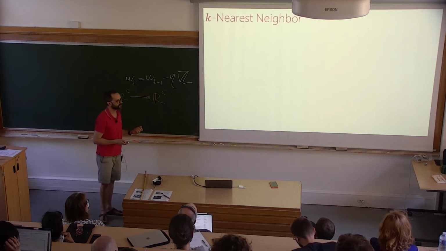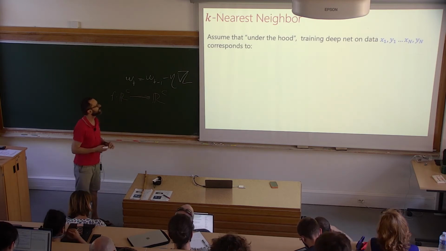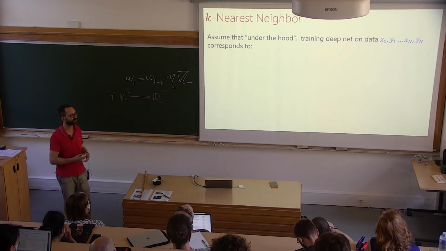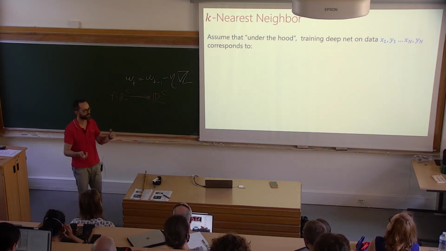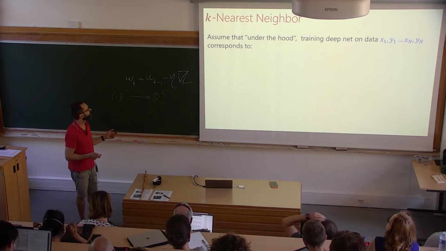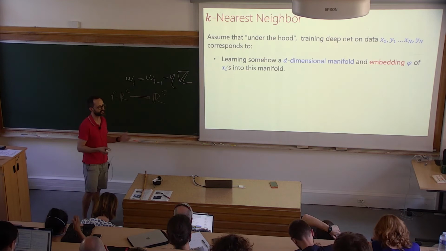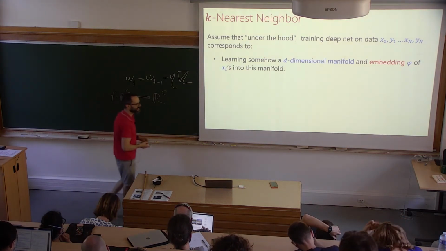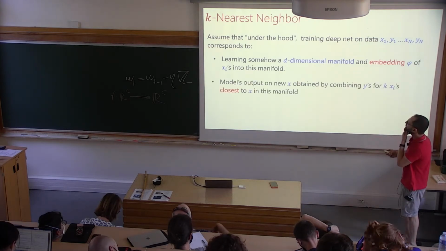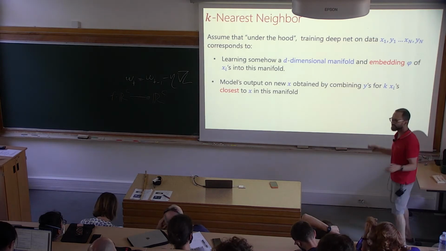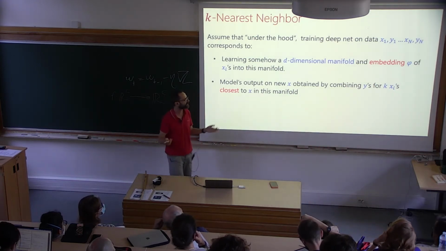Now another model, which I'm going to spend more time on in this lecture, is the idea of k nearest neighbors. You assume that somehow under the hood, and you don't try to give a mechanistic explanation of how that happens, when you train a deep net, let's say on a classification or regression problem, what really happens is that you somehow learn a d-dimensional manifold and some embedding of the x_i's into this manifold. How you learn it, we don't know, and we don't try to explain it mechanistically. We just say, suppose that under the hood this is what happens, and somehow your predictions end up being some combination of the k nearest neighbors in that manifold.